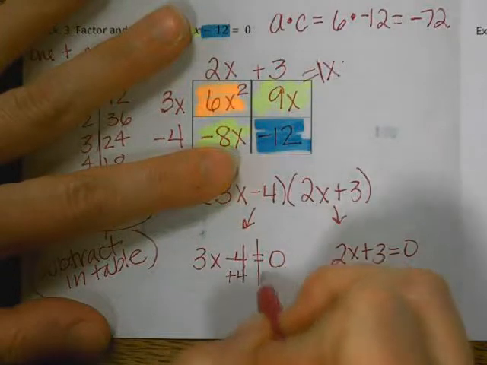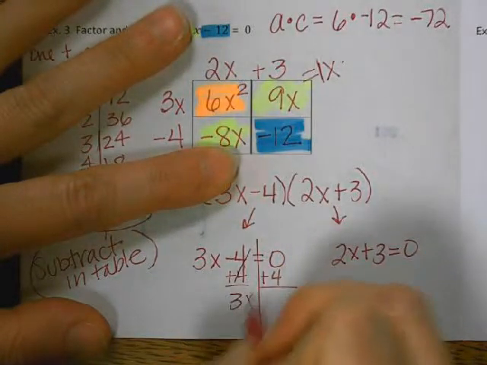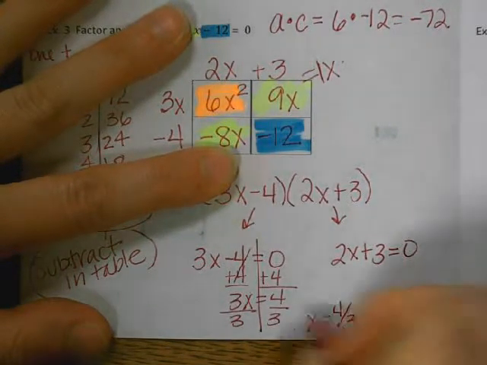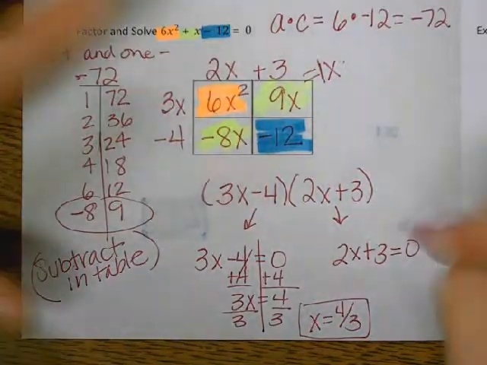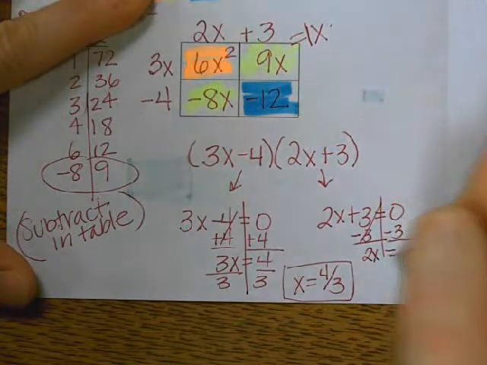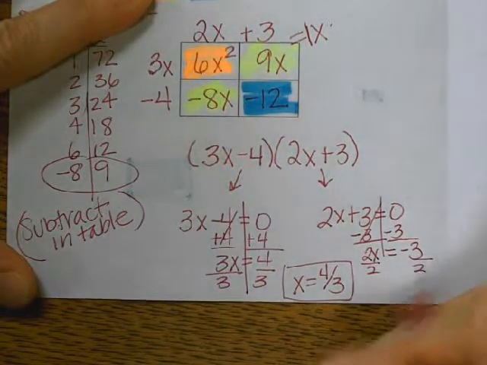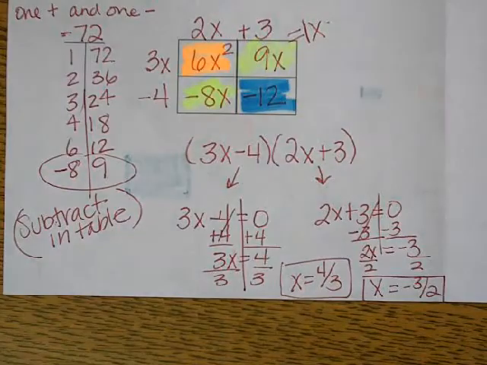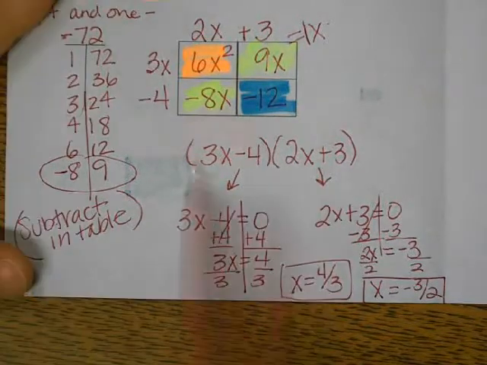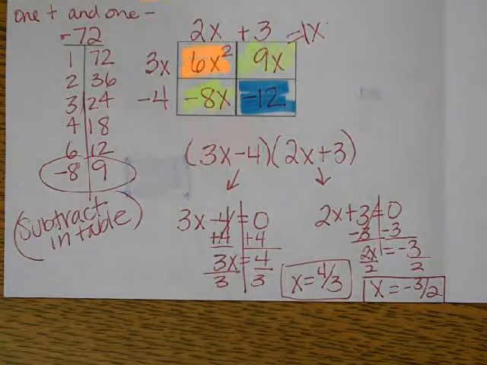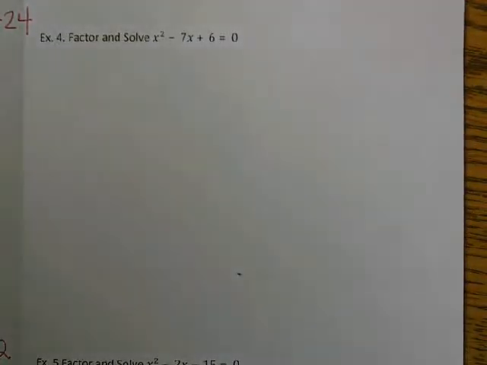So we would say plus 4 to both sides. 3x equals 4, divide by 3, x equals 4 over 3. There's one solution. And then minus 3 for both sides. 2x equals negative 3, divide by 2, x equals negative 3 over 2. There's two solutions. Okay? So remember, this is factoring, this is solving. If it says to do both, then you're supposed to do both. Okay? Alright, example 4 and example 5 go back to the a little bit easier ones.